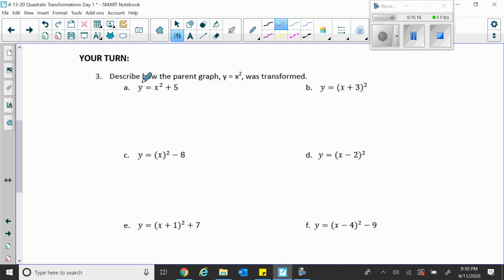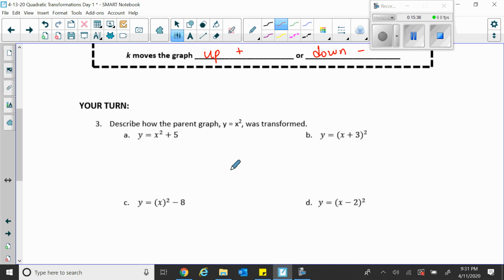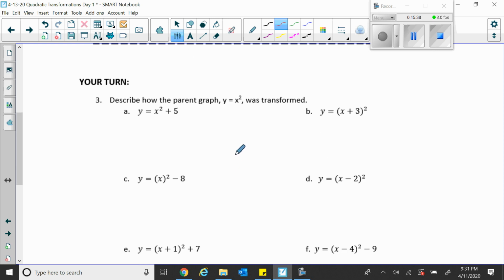So once you do this section, you can either take a picture of it and upload it, or you can do it on notebook paper and upload it that way. But what I need to see from you is number 3, A through F, and that is what you're going to be turning in for a daily grade. Shouldn't take you very long at all. You just follow this pattern. Remember, if it's on the outside of the parentheses, it moves it up or down. If it's on the inside of the parentheses, it moves it left or right.